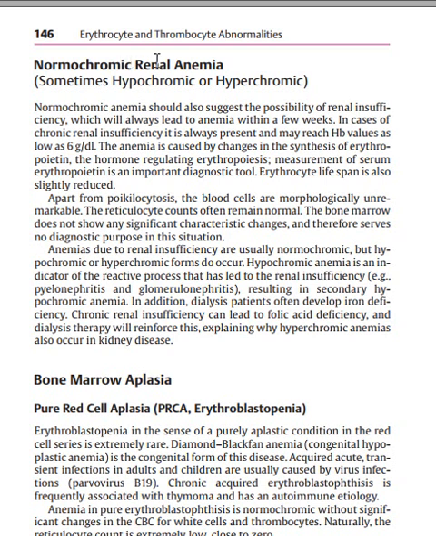So we have seen that normochromic anemia should always suggest the possibility of renal insufficiency, which will always lead to anemia within a few weeks. Is it clear? So apart from poikilocytosis, the red blood cells are morphologically unremarkable. You can have poikilocytosis, and you can have unremarkable red blood cells. And the reticulocyte count often remains normal.